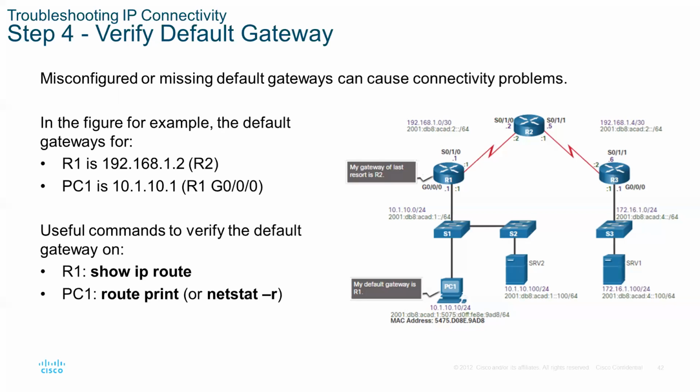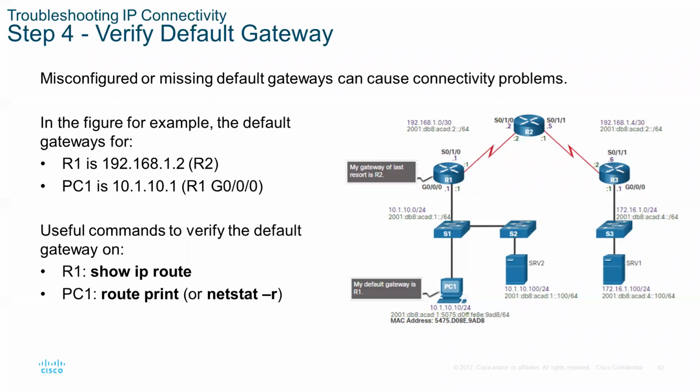If we have, as in this case, PC1 has a default gateway of router 1. Router 1 has a gateway of last resort, which is router 2. So router 1's address is 192.168.1.2, which points to router 2.